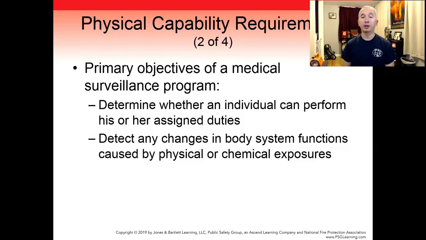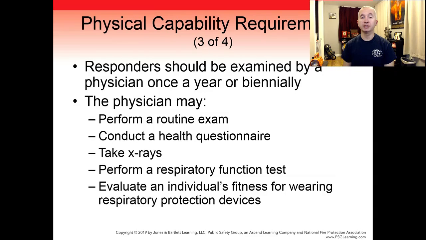The two primary objectives of a medical surveillance program are to determine whether an individual can perform his or her assigned duties, and to detect any changes in body system functions caused by a physical or chemical exposure. Responders should be examined by a physician once a year or biannually based on the physician's recommendations.